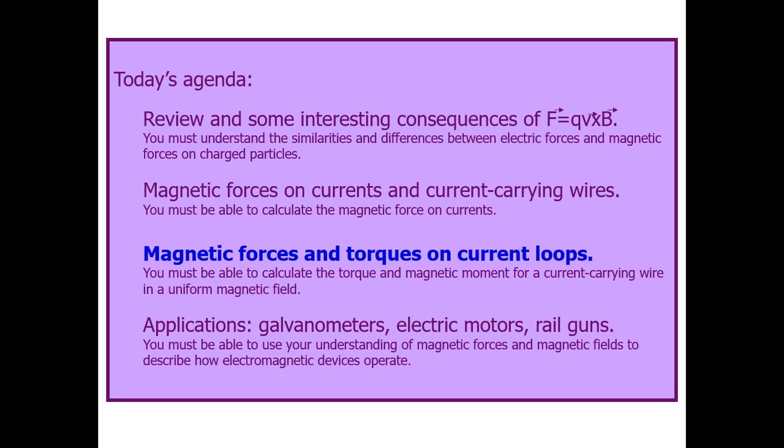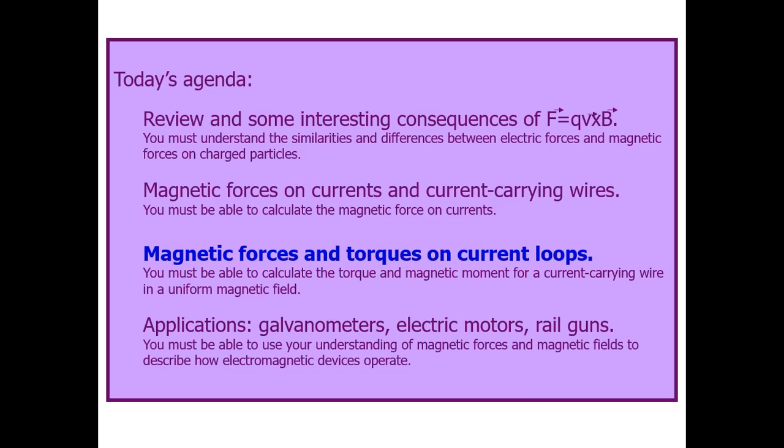So first of all, what is that? Today's agenda is a review and some interesting consequences of it. F equals q v cross B. You must understand the similarities and differences between the electric force and the magnetic force on a charged particle. Now, the magnetic force on a current-carrying wire. You must be able to calculate the magnetic force on a current-carrying wire. So first of all, magnetic force and torque on current loops.